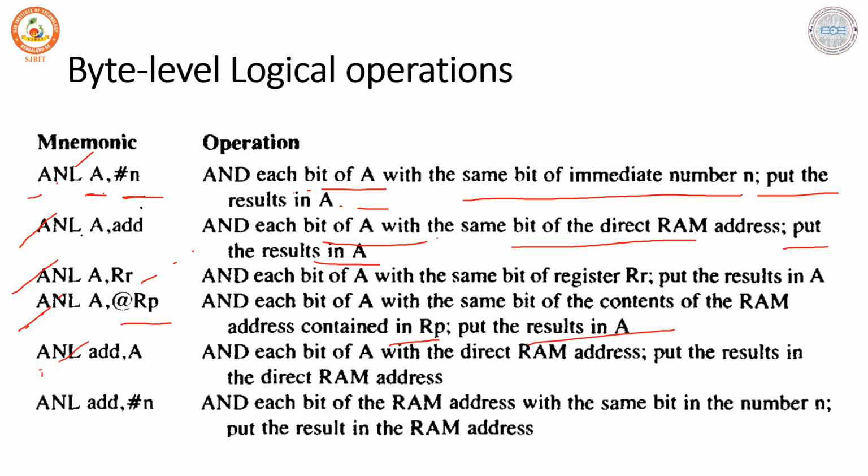And next is ANDing the direct RAM address with each bit of the accumulator and storing the result in the address location. In the last we have ANDing the RAM address with the immediate value number. Finally, store the result in the address location.